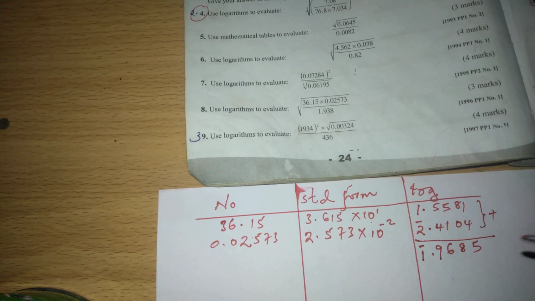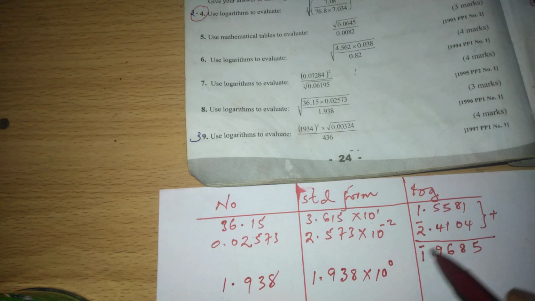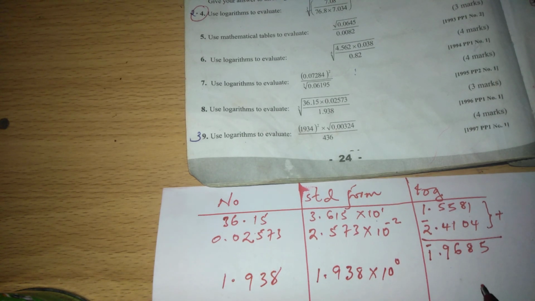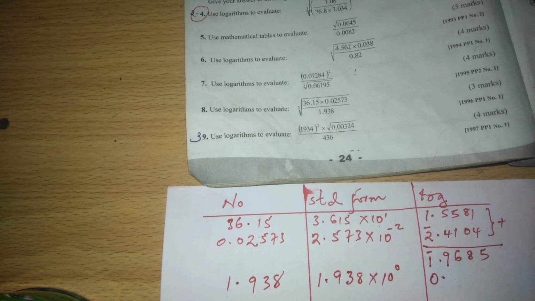Then the next number, which is 1.938, just the way it is, because it is already one number on the left of the decimal, times 10 power 0, so that it may just remain the way it is in standard form. Then we have 0. The logarithm of 1.938 is 0.2874.